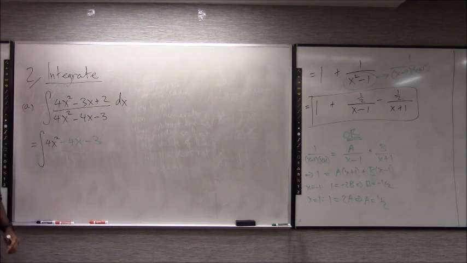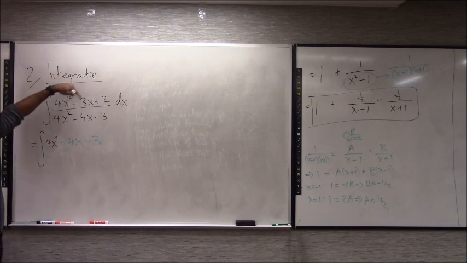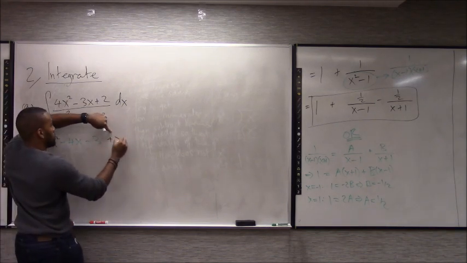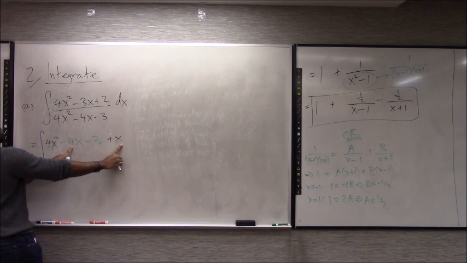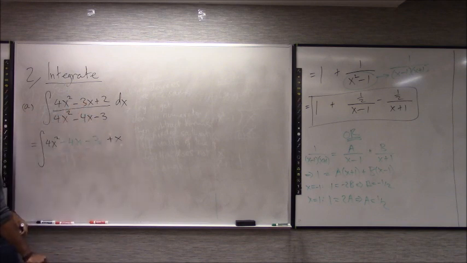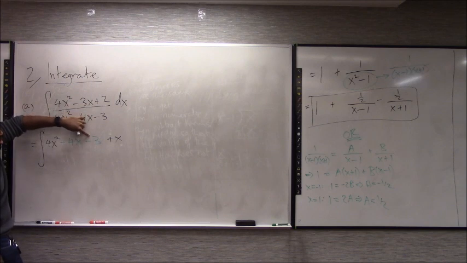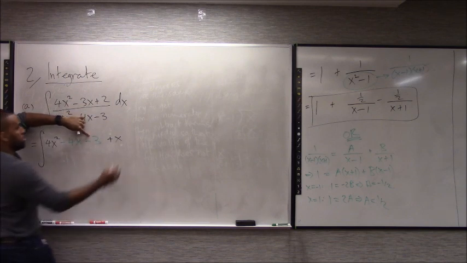Now I just want to make sure that I didn't actually change the value of anything. Originally, it was a minus 3x. So if I throw a minus 4x here, what do I need to balance it with? Plus 1x, right? So the minus 4x plus the 1x is going to give me back the minus 3x. Originally, there was a positive 2. I threw in a negative 3. What do I balance it with? Plus 5.